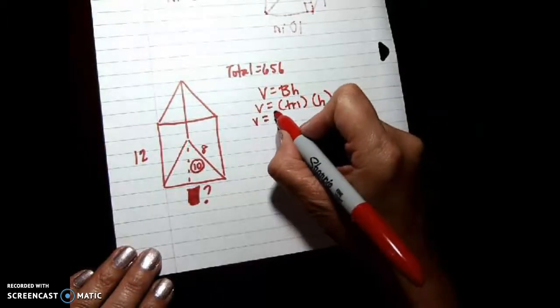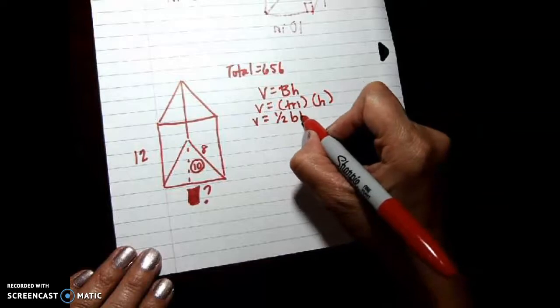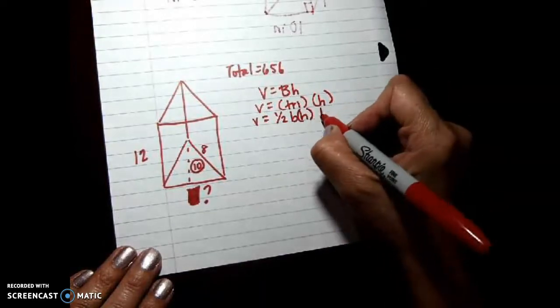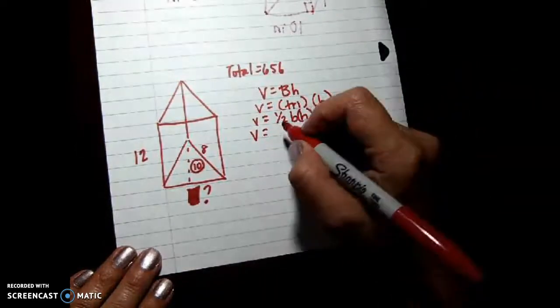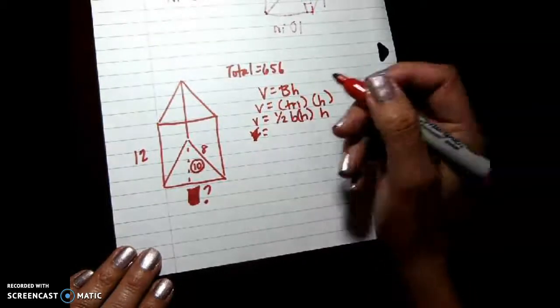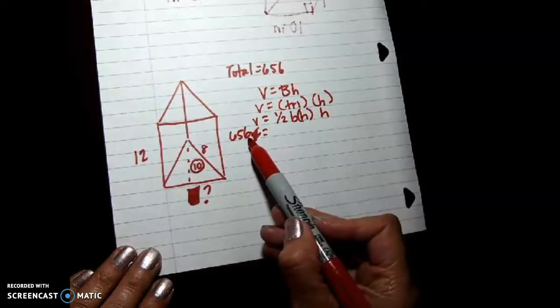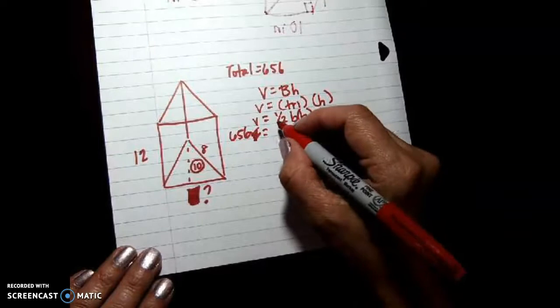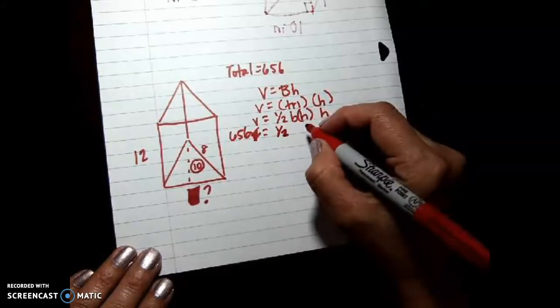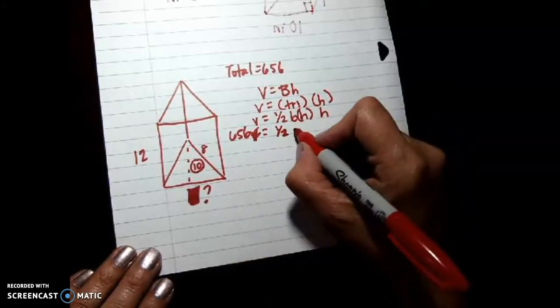I'm going to put the formula in there. And now I'm going to put in my numbers. And actually my number here is going to be 656 because I already have the total. So I don't need it. I'm going to go ahead and stick it in right there. 1/2. My base, I don't know what my base is.